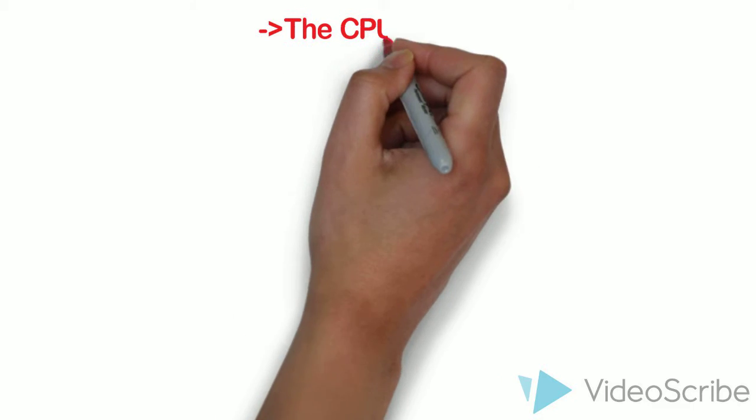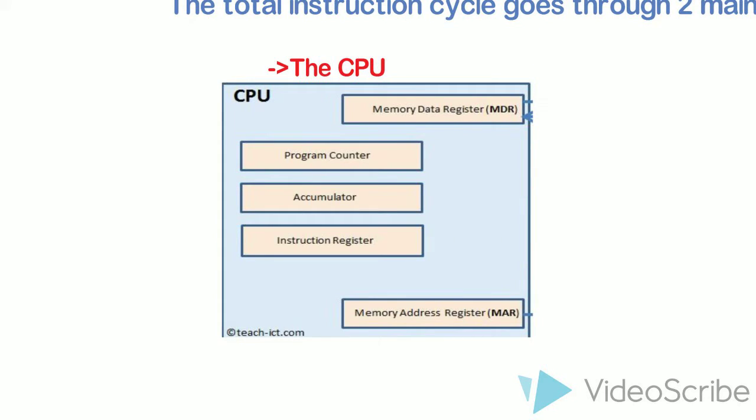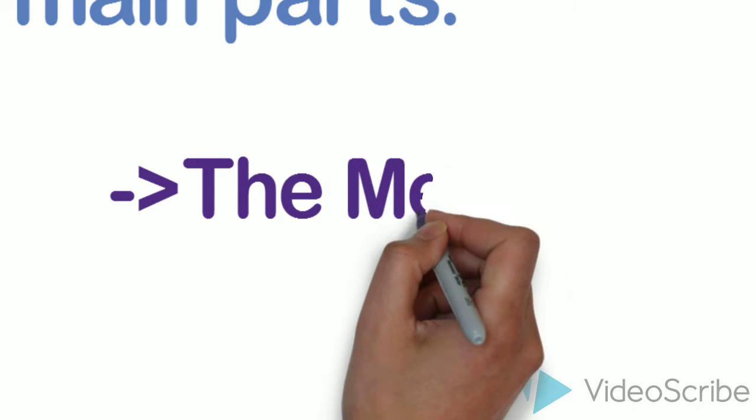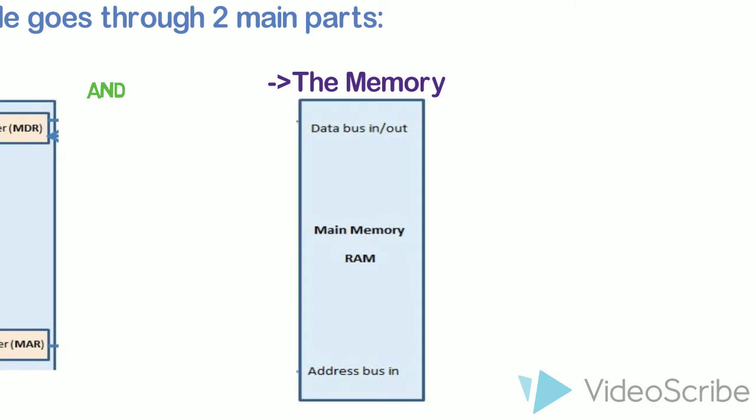So there are two main parts in the instruction cycle. The first one being the CPU, a program counter, an accumulator, an instruction register, an MDR and an MAR. The second part is the memory, which consists of the main memory, also known as the RAM. As you looked at them individually, it is time for you to look at them as a whole.